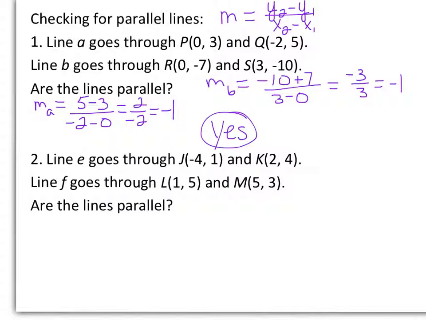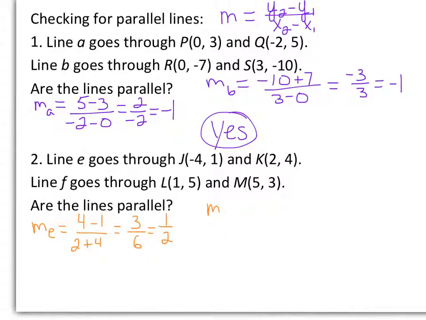Same idea, number 2. We have line E goes through the point J, (-4, 1), and K, (2, 4). Line F goes through the point L, (1, 5), and M, (5, 3). So first, let's find the slope of line E. Change in y over change in x. So 3 over 6, which reduces to 1/2.